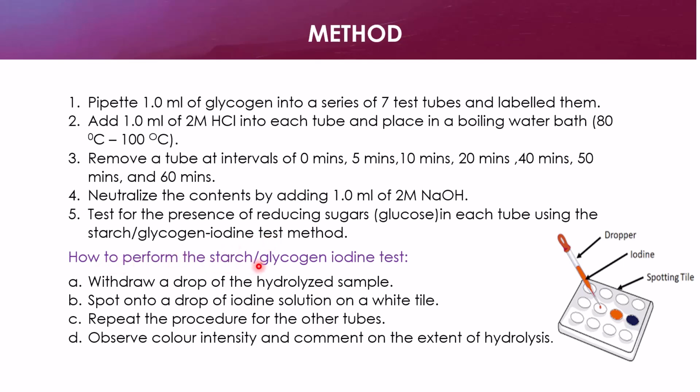So let's see how to perform the starch glycogen iodine test. First is to withdraw a drop of the hydrolyzed samples and spot onto a drop of iodine solution on a white towel. The next is to repeat the procedure for the other tubes. And finally, observe color intensity and comment on the extent of the hydrolysis. So this is just a picture showing how to perform the starch glycogen iodine test.